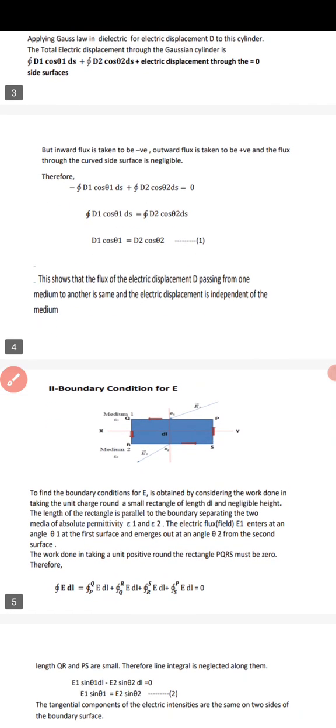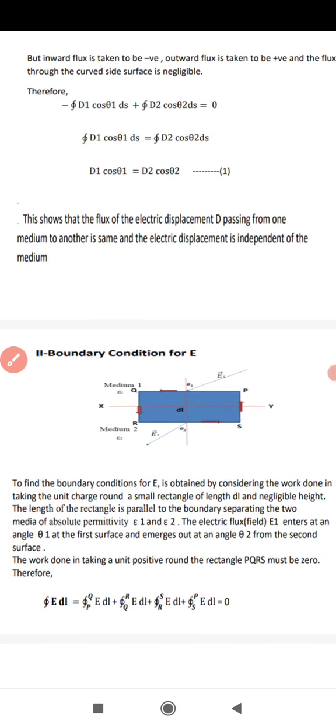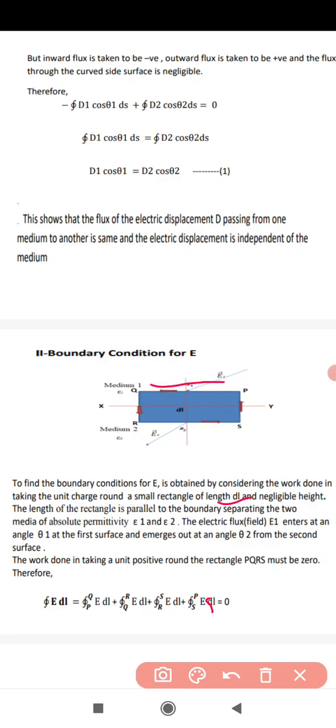Next, we come to the second boundary condition, for the electric field vector E. Here we find the boundary condition of E by considering the work done in taking a unit charge around a small rectangular loop. The rectangle has a small length dl and a negligible height.